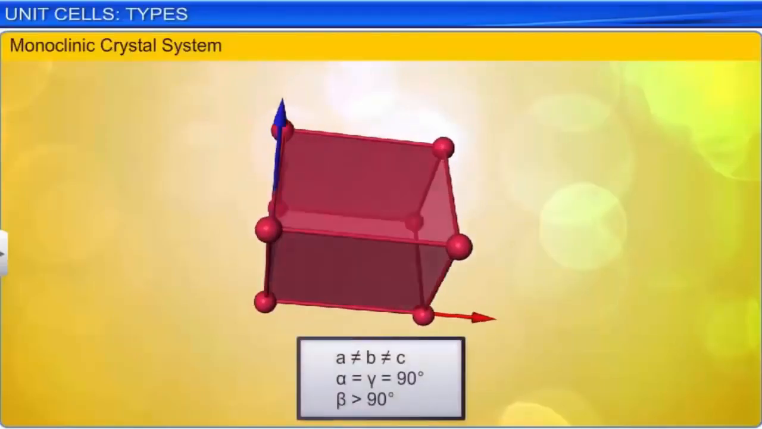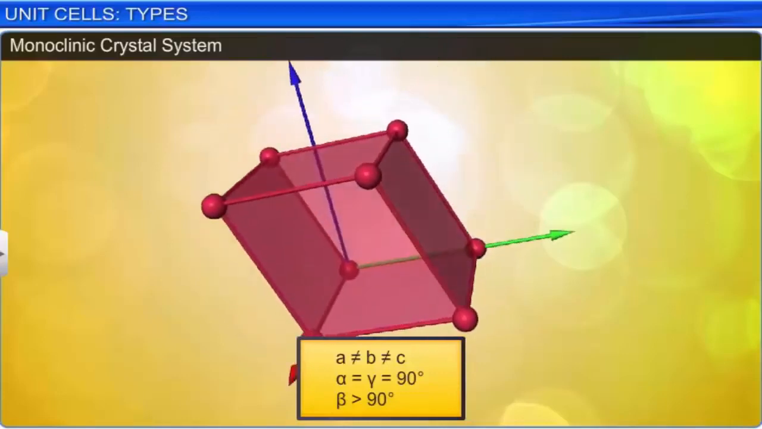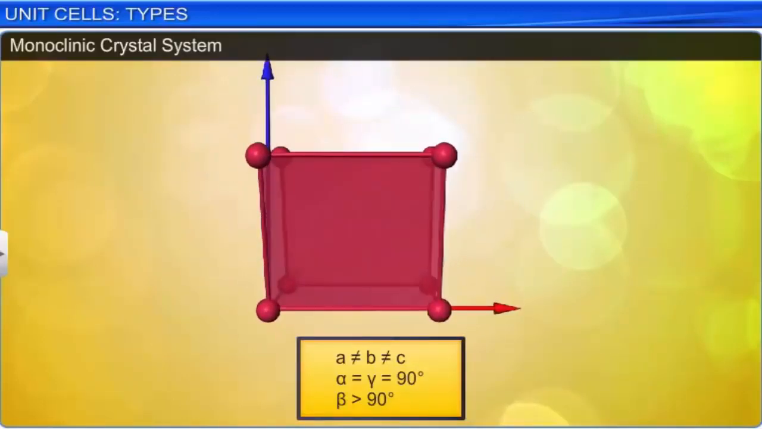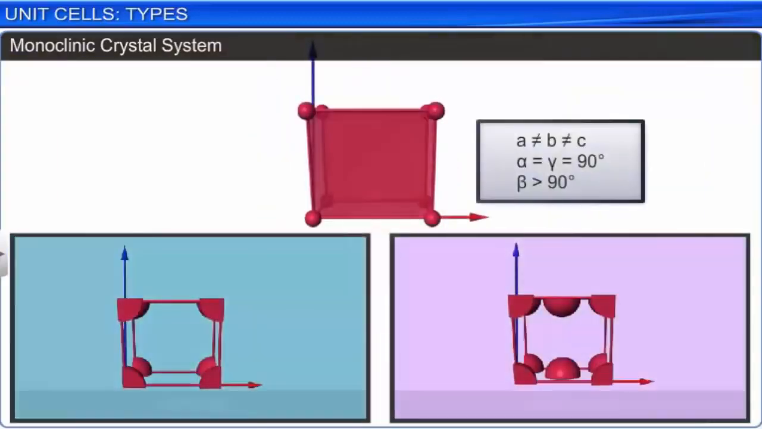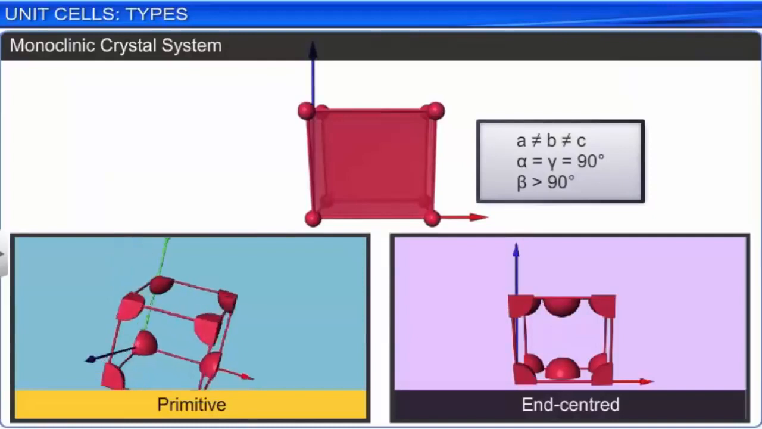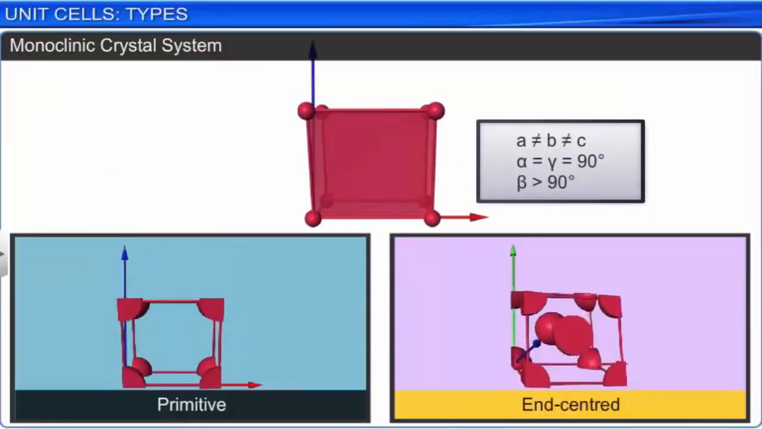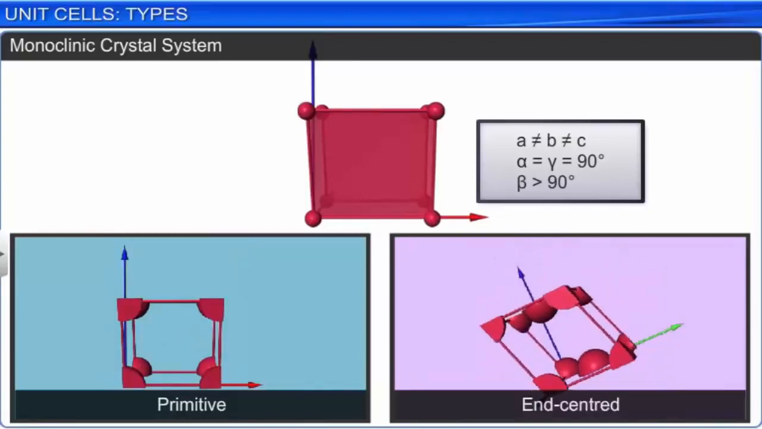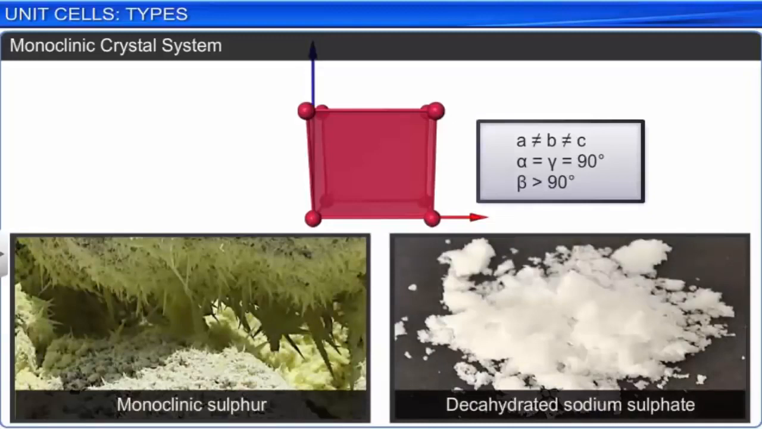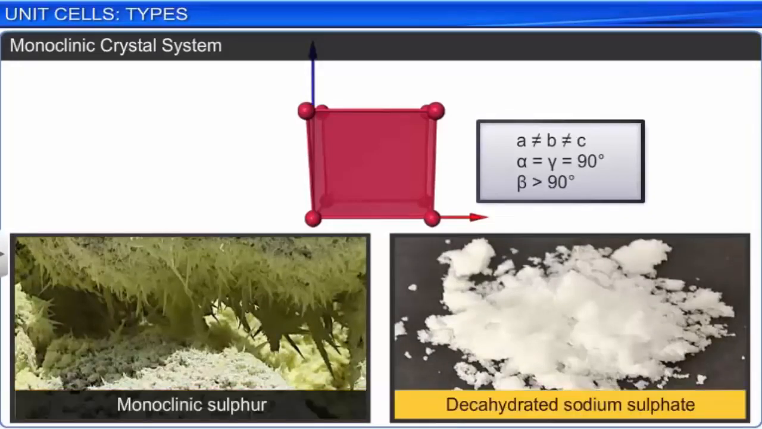In a monoclinic crystal system, the three axes are of unequal length and only two angles are of 90 degrees. The possible lattices are primitive and end-centered. For example, monoclinic sulfur and decahydrated sodium sulfate.